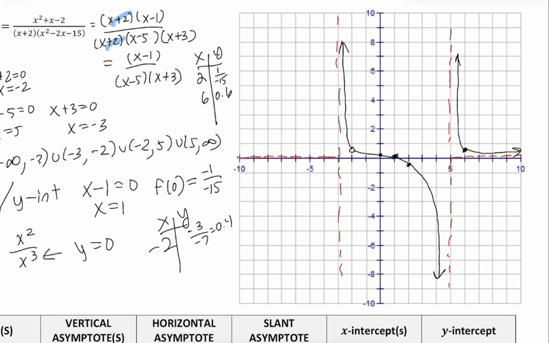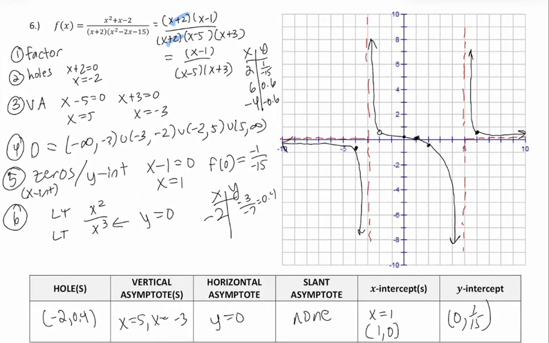We need to know what's happening over here. So let's plug in negative 4. If we plug in negative 4, we get negative 0.6. So this piece is locked right here in this corner. So that is the graph of number 6. So a little bit weird for sure.